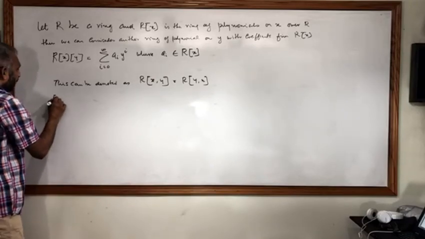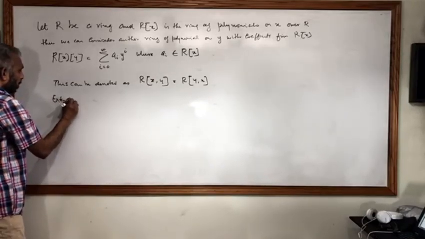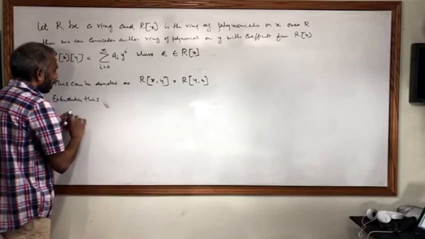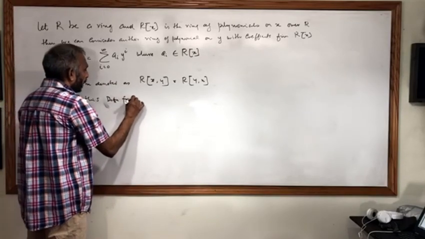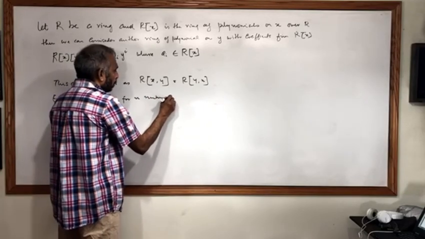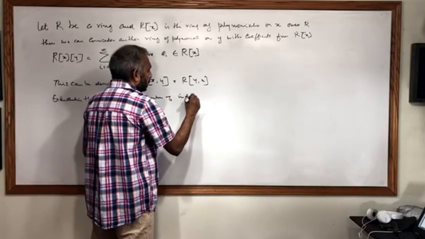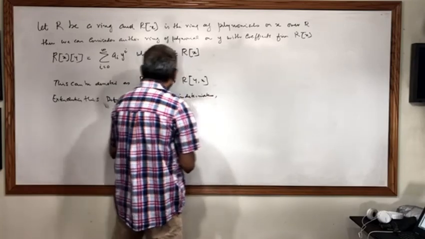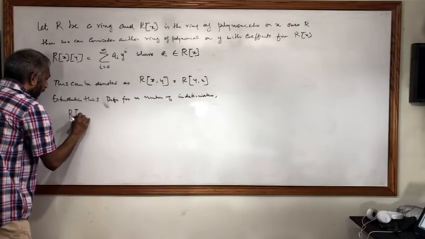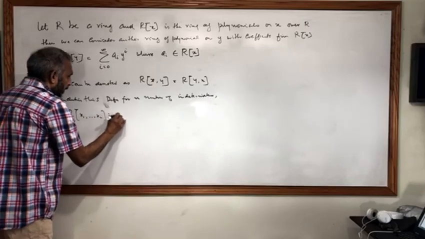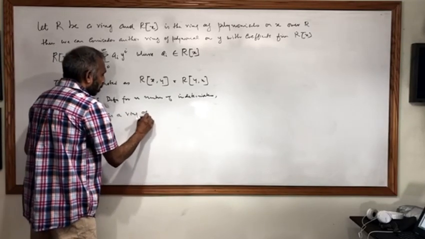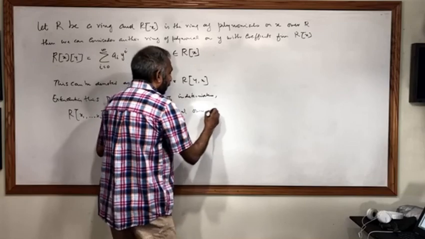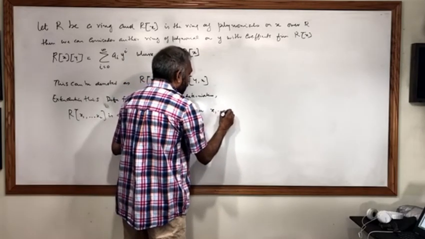So extending this definition for n number of indeterminates, R of x1 comma dot dot dot xn is a ring of polynomials over x1 through xn.